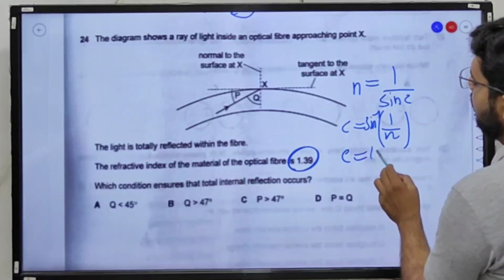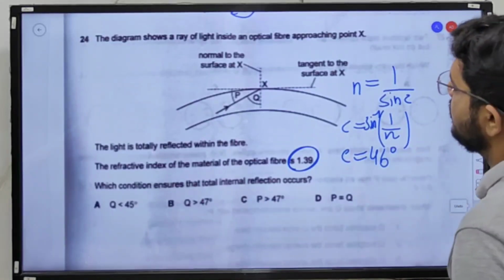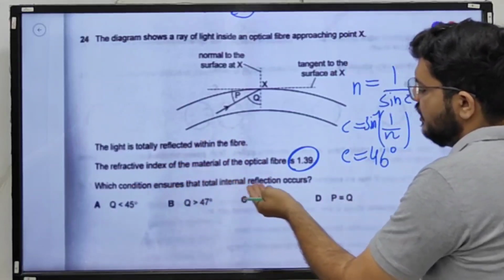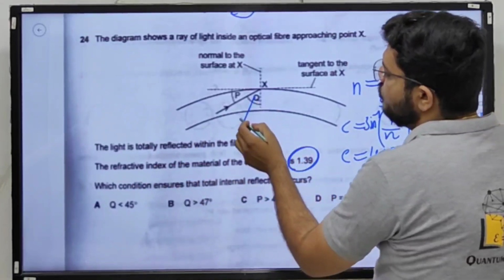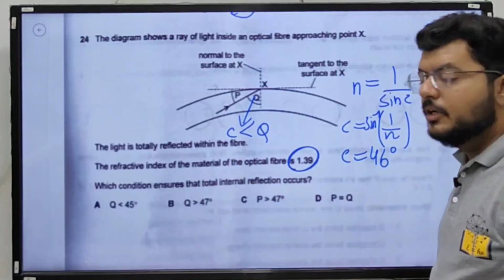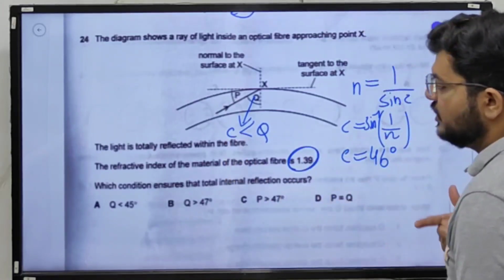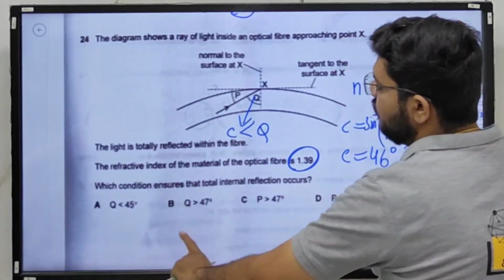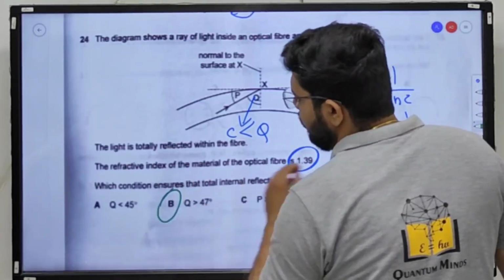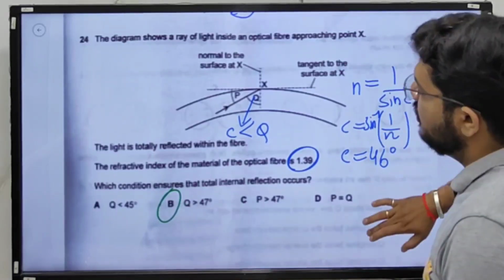So the critical angle for this particular material is 46.0069 degrees. Now, which condition ensures that total internal reflection occurs? If your Q is greater than C, total internal reflection will take place. So C is 46. So Q is less than 45? No. Q is greater than 47? Yes. If Q is greater than 47, total internal reflection will take place. So that's your answer.